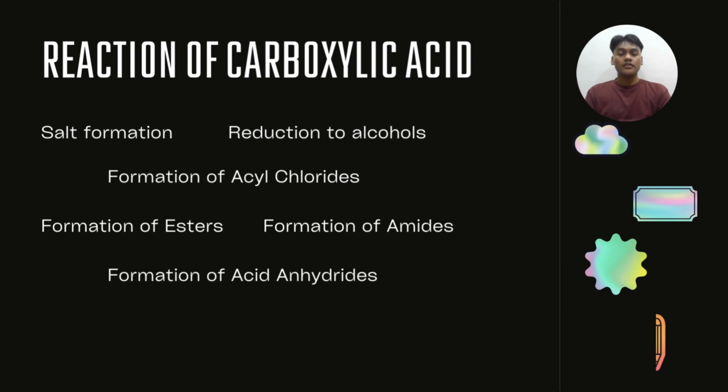Carboxylic acid has 6 reactions. Number 1, salt formation. Number 2, reduction to alcohol. Number 3, formation of acyl chloride. Number 4, formation of ester. Number 5, formation of amide. And lastly, formation of acid anhydride.